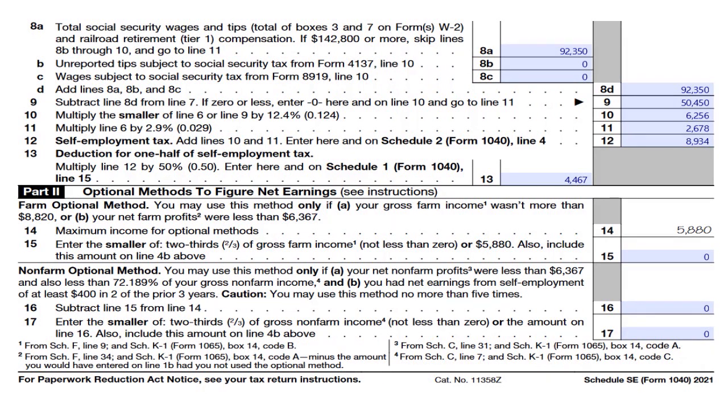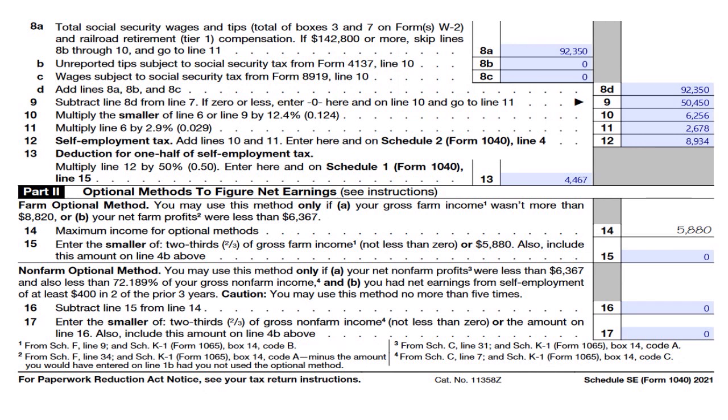Moving on to line 10. So you have to multiply the smaller of line 6 or line 9 by 12.4%. So in our case, line 9 is 50,450. So we multiply 50,450 times 12.4%. And we got 6,256. All right. And line 11, you have to multiply line 6 by 2.9% for Medicare, which is the same thing here. We multiplied 50,450 times 2.9%. So we got the number 2,678.